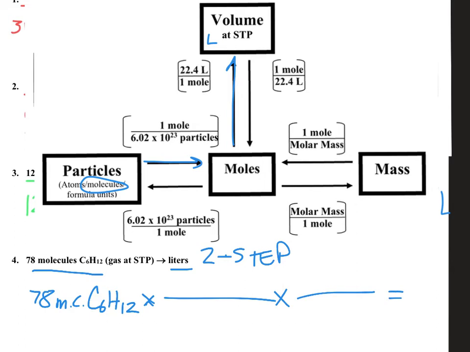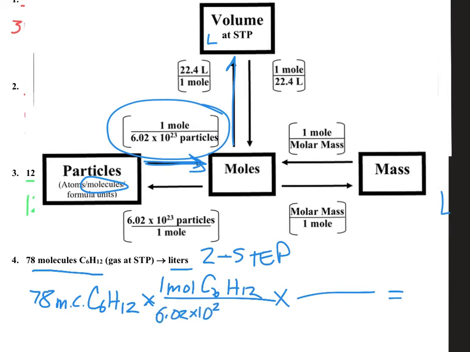All right, step 1, particles to moles, says to put 1 mole on top of C6H12, and Avogadro's number on the bottom, 6.02 times 10 to the 23rd. As we always say, make sure you know how to put that number into your calculator properly. Otherwise, it can create some issues with your answer and get the wrong thing.